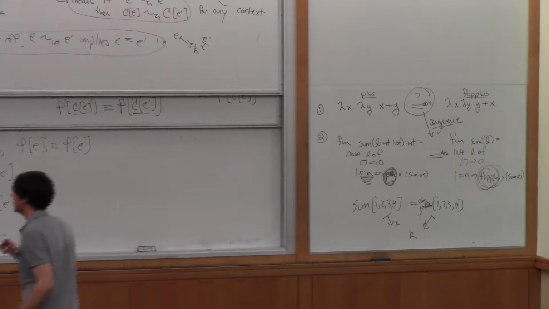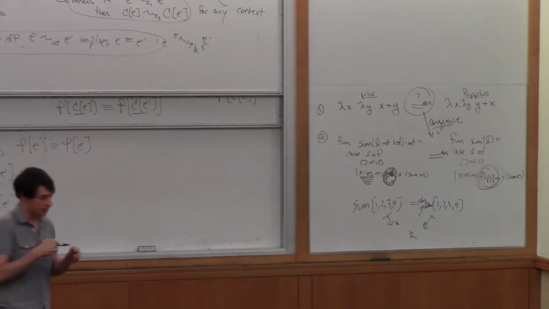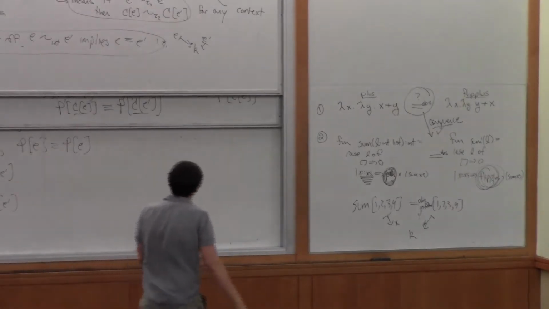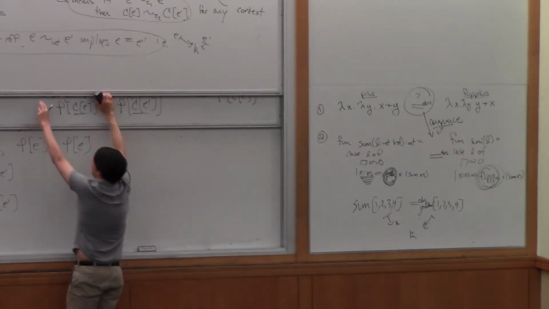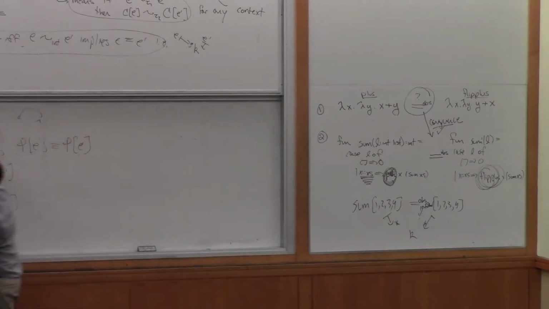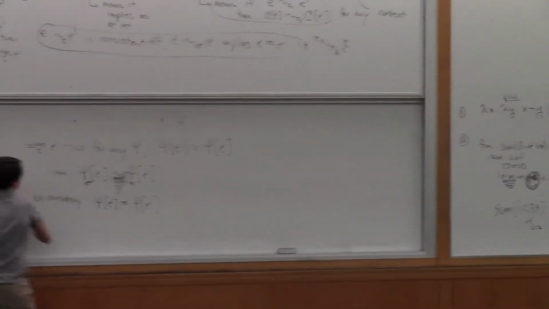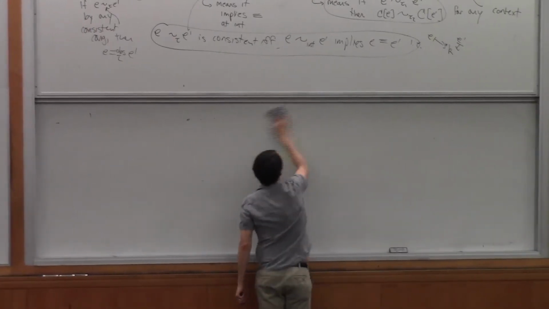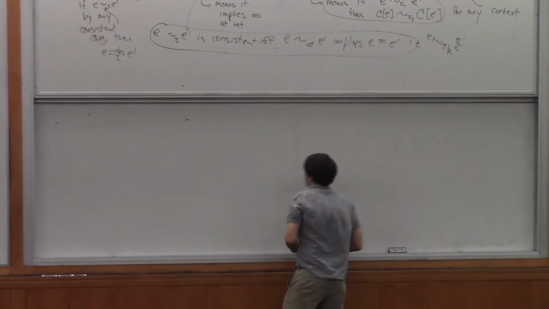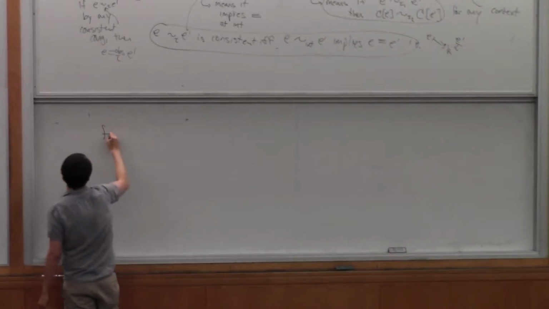Well, we could try using the definition, right? Our definition of observational equivalence says that plus and flip plus are equal if and only if what? They evaluate to the same answer for all contexts P.